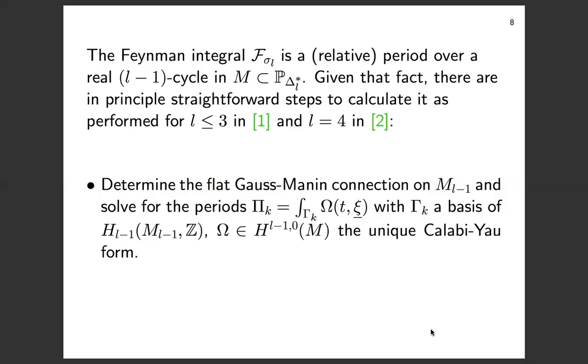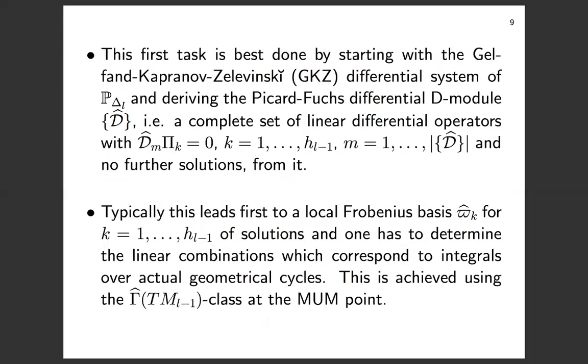So that is a more conceptual remark, but what you have to do now is determine the flat Gauss-Manin connection on this manifold and solve for the periods. And for the periods, you choose a basis, an integral basis in the middle cohomology of this Calabi-Yau manifold. And it turns out that the form that emerges by this standard measure mu over the polynomial is actually a holomorphic form, which is the hallmark of any Calabi-Yau manifold, that it has such a form. And you have to do this integral.